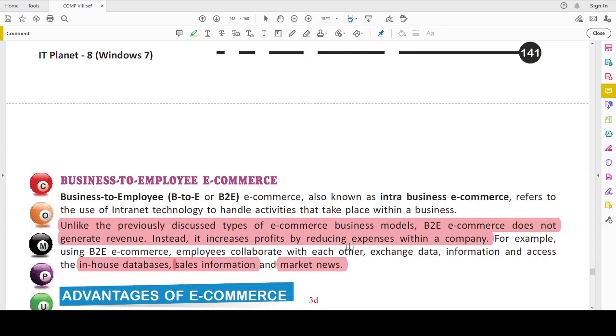It is that the analysis, the sharing of data is done within the intra-business intranet technology. Intra-business data is shared between the employees, and that is important in business to employee e-commerce. All right.